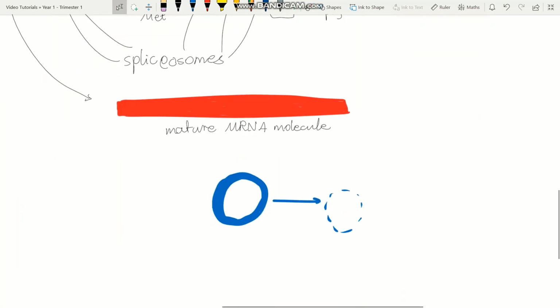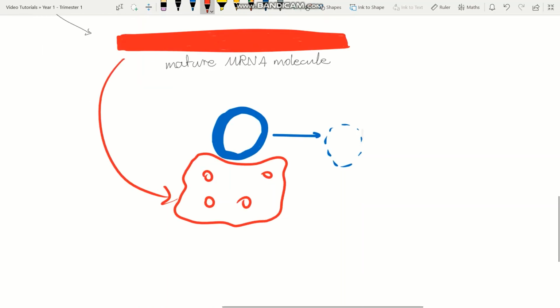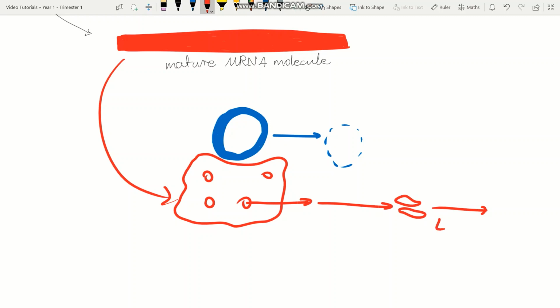And this mature mRNA molecule can pass through nuclear pores in the nuclear membrane that's present on the outside of the nucleus and pass out of these pores in order to reach ribosomes and undergo the process of translation.